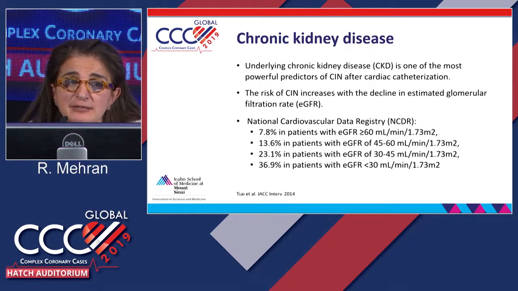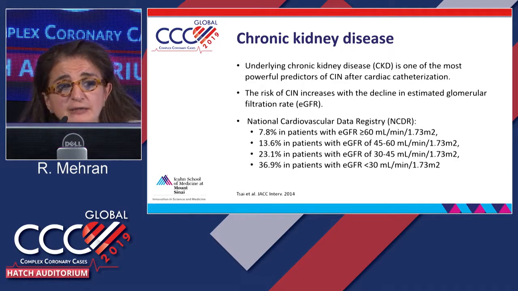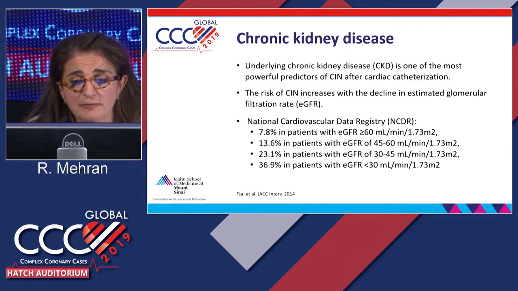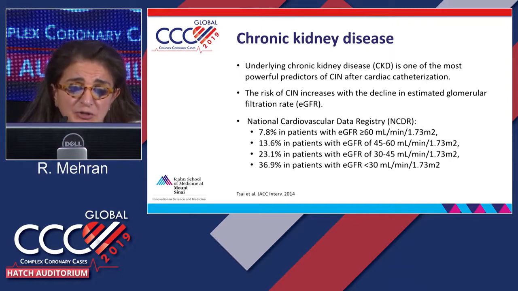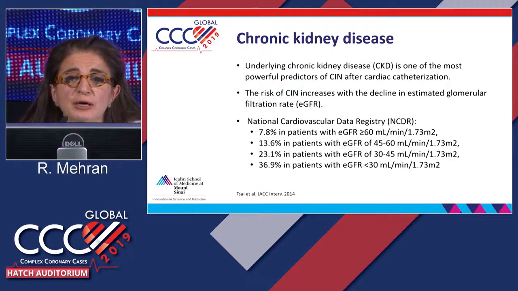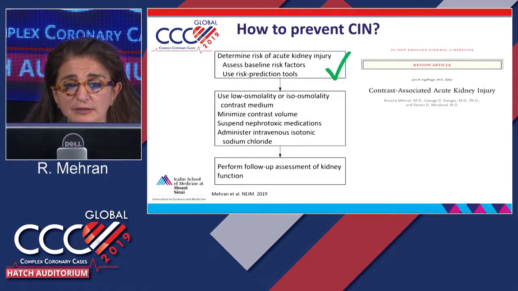I can't underestimate the status of the kidneys when you are evaluating the patient. Underlying chronic kidney disease is one of the most important, powerful predictors of acute kidney injury after contrast media injection. And the risk increases with declining estimated GFR. If you look at the National Cardiovascular Data Registry, the NCDR, the rate of AKI is really a linear relationship going up, and Tom Tsai showed this in one of his most recent evaluations in 2014, showing a linear relationship in relation to the degree of chronic kidney disease.